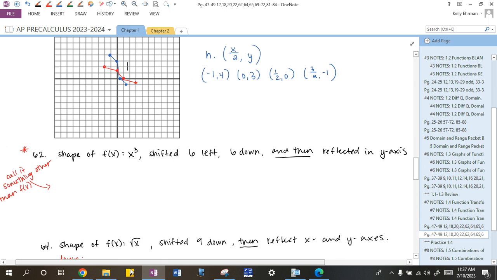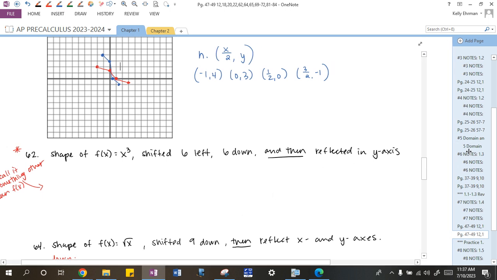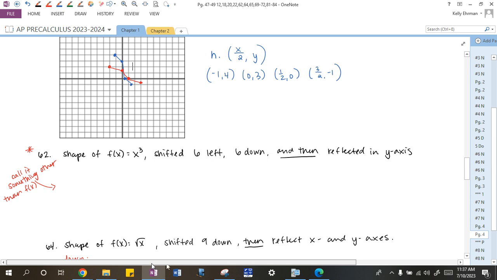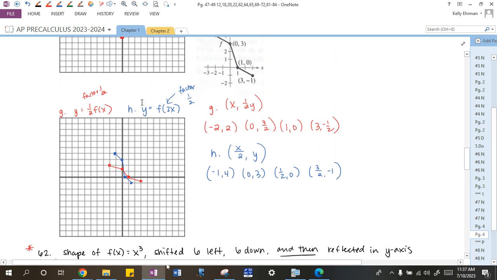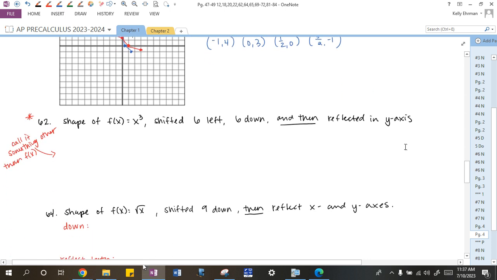So 62, I have a little asterisk on this one. So it says you need to write the equation, write a function who has the shape of f of x equals x cubed, and then you're going to shift 6 units to the left, 6 down, and then reflect in the y-axis. So when we are looking at an equation, we do the stretching and reflecting first, and then we shift. But if we're told how to build the equation, we have to do this reflection last, which is unusual for us. So be careful with this.